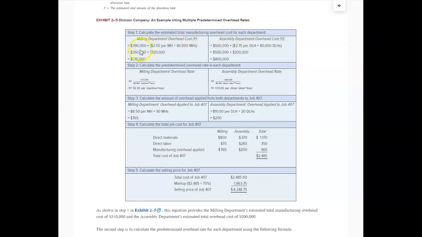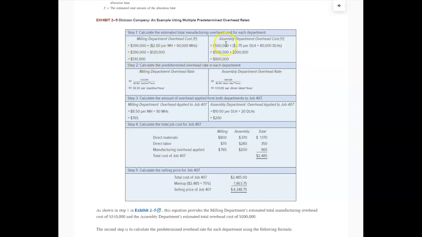For milling, the fixed cost is $390, the variable cost is $2 per machine hour, and they already estimated this for us ahead of time. We estimate 60,000 machine hours for this department. So $2 times 60,000 is $120,000. Add that to the $390 fixed, and so the total manufacturing overhead cost for the milling department only is $510,000.